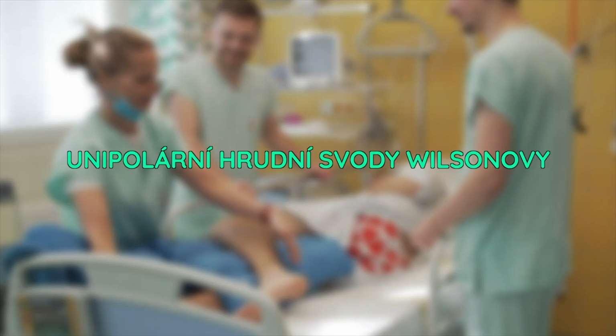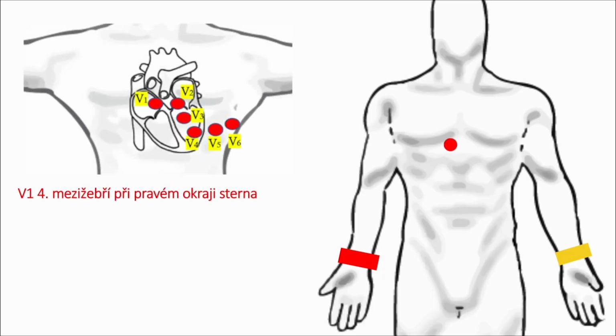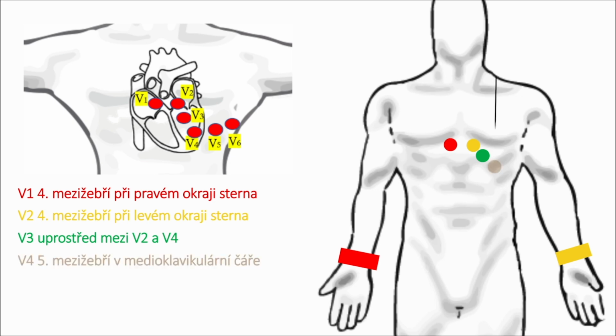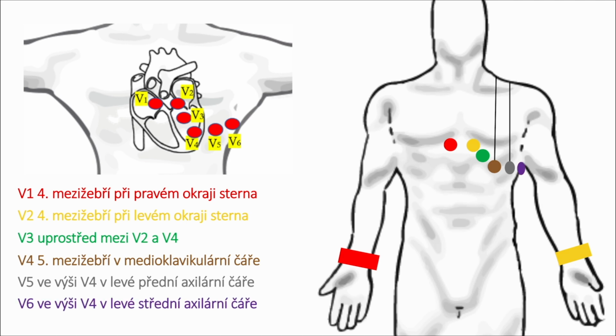Unipolar chest leads of Wilson. We will place the leads as follows. V1, 4th intercostal space, parasternal right. V2, 4th intercostal space on the left. V3, in the middle between V2 and V4. V4, 5th intercostal space in the midclavicular line. In men, it is placed just below the nipple. V5, 5th intercostal space in the left axillary line. V6, 5th intercostal space in the left mid-axillary line.